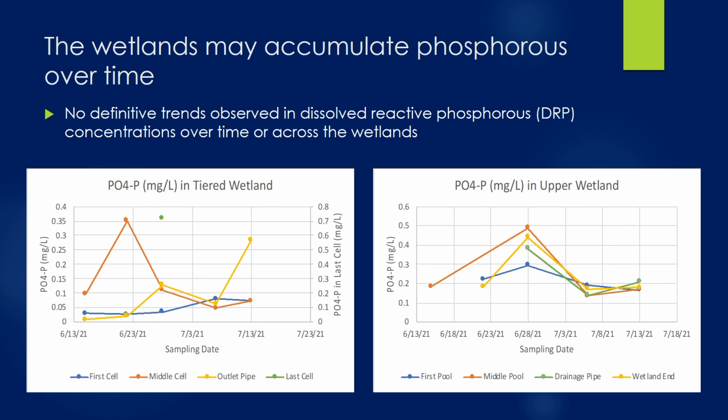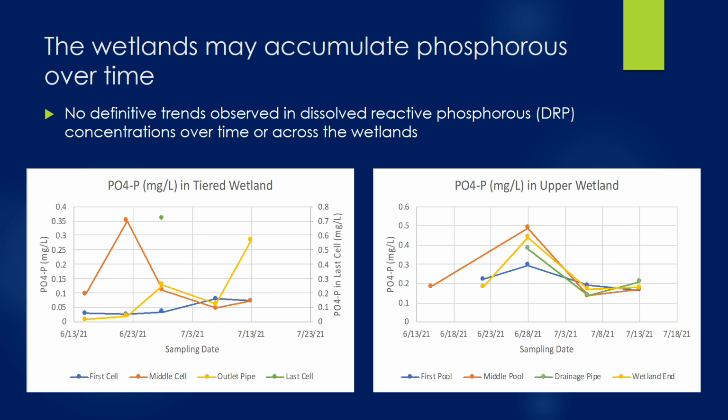Finally, after reviewing all of our phosphorus data, we did not come to a definitive conclusion on whether these wetlands are serving to remove phosphorus or not. In these graphs, I have the phosphate, soluble phosphorus, concentration for each wetland cell within each wetland, and those cells are just represented by different colored lines. Again, there's a lot going on in these graphs, but the main takeaway is that we do not see any definitive trend. The lines intersect at multiple points. There's no definitive increasing or decreasing seen here.